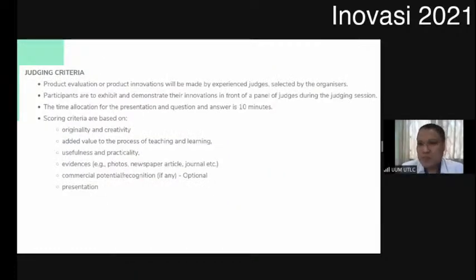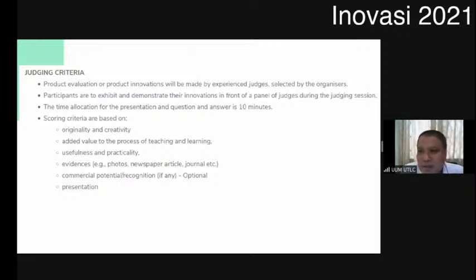Okay, this is important for the contestant because this is something like the judging criteria. Of course, the product evaluation or the product innovation will be made by experienced judges. For IUCEL, I think we have 70 judges. So the rules of the judges, number one, the judges cannot be the team leader or have a product in the competition.